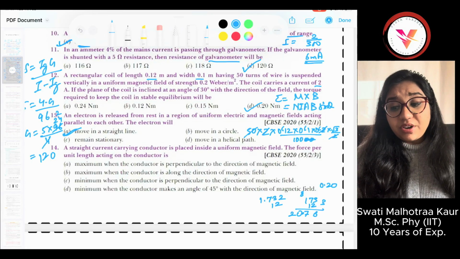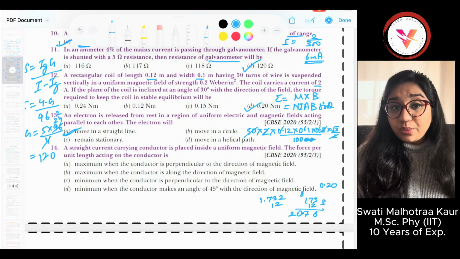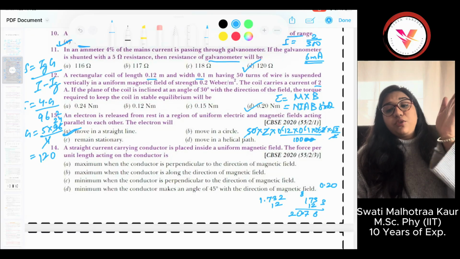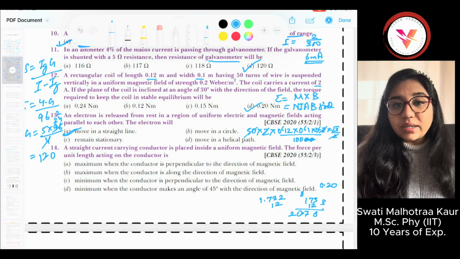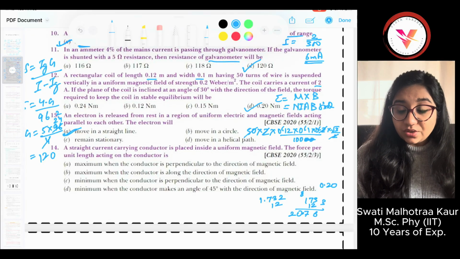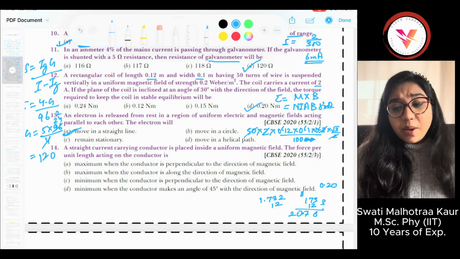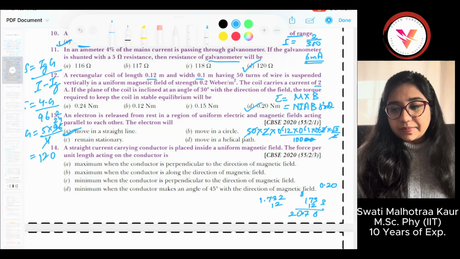It can accelerate it, but in the same direction. Now, if the electric and magnetic fields act perpendicular to each other, then there would be some deflection in the electron and it starts moving in a helical path. Remember that. But if both electric and magnetic field act parallel to each other, then it moves in a straight line.